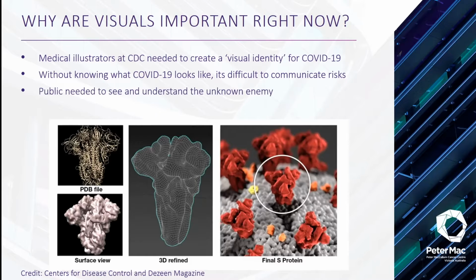So they knew that the public needed to see and understand the unknown enemy in order to believe that it was real. And they wanted to create an image that was scientifically accurate, but that could be readily recognised and digestible for a general audience. So we'll go through some of the steps that they followed while creating the spike protein, which is the surface protein on COVID-19 that allows it to bind to the host cells.